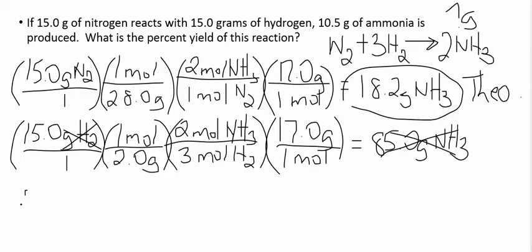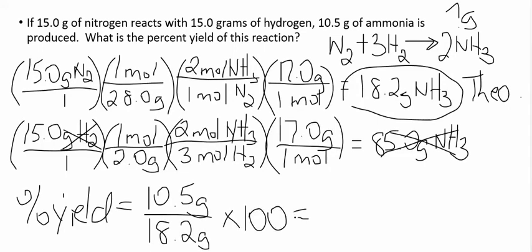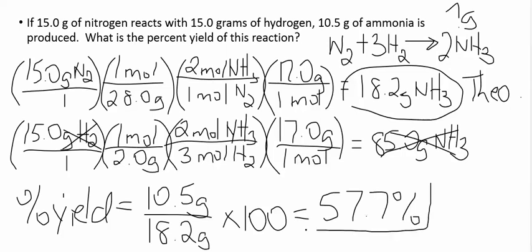I want to know the percent yield. Well, the percent yield is taking the actual yield, which again, the actual yield is given in the problem, 10.5 grams. And I know that's the actual yield because it's the number that's given for the product. So that's the actual 10.5 divided by the theoretical, 18.2, times 100. And percent yields have to be less than 100%. They will always be less than 100. 57.7% is the percent yield for this particular reaction.